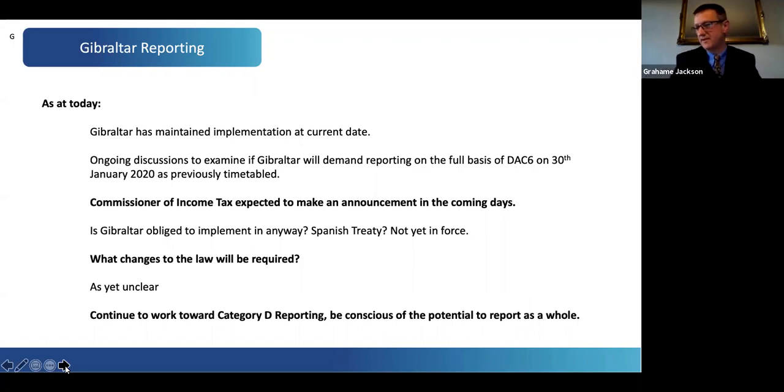We've got 17 days to the first batch of reporting. That's under Gibraltar law, it's 18 days in the UK. 17 days to the first batch of reporting in Gibraltar.